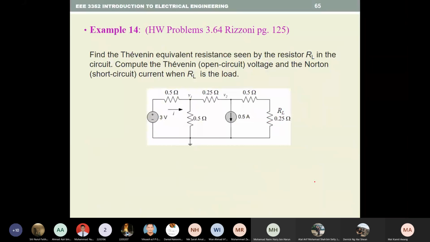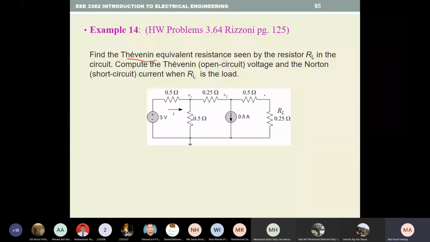Example. Find the Thevenin equivalence resistance seen by the resistor RL in the circuit. Compute the Thevenin voltage and Norton current when RL is the load. Okay? So you have this. So now we need to find the Thevenin equivalent of this circuit. So what is the first step?